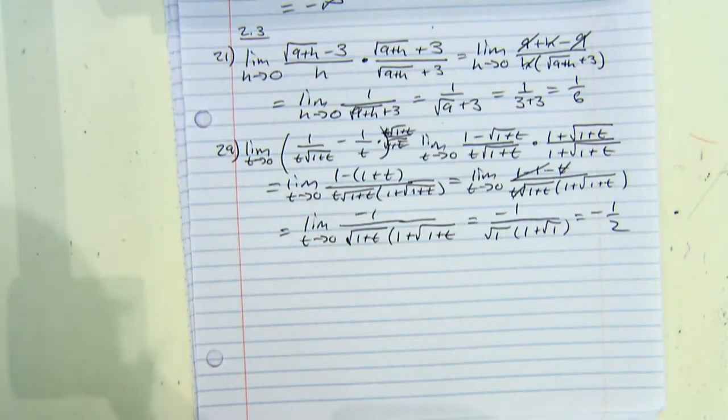Yeah. At the very beginning, what did you multiply 1 over t by? Just the square root of 1 plus t. Yeah, the one thing to get them to have a common denominator.